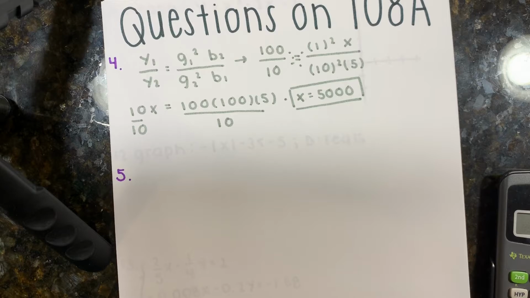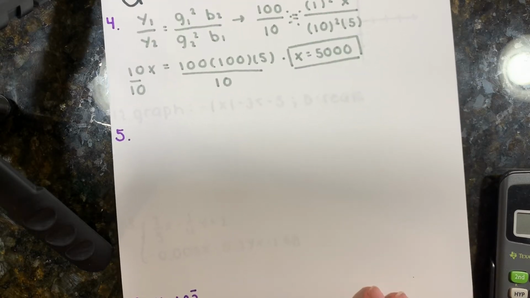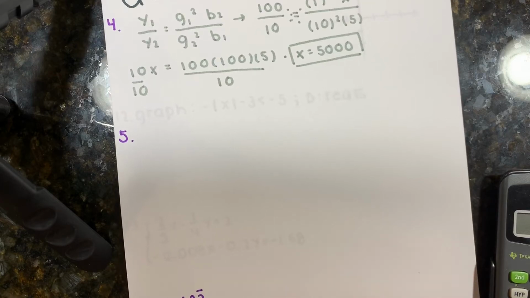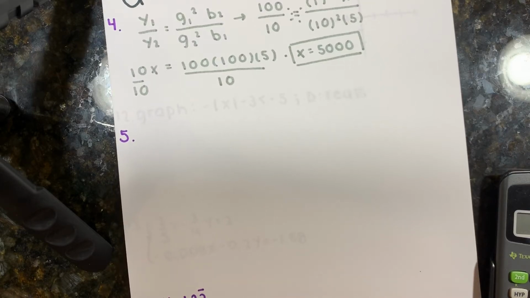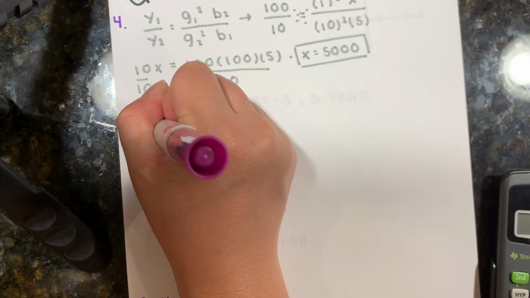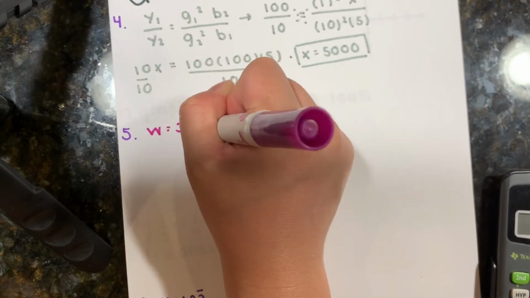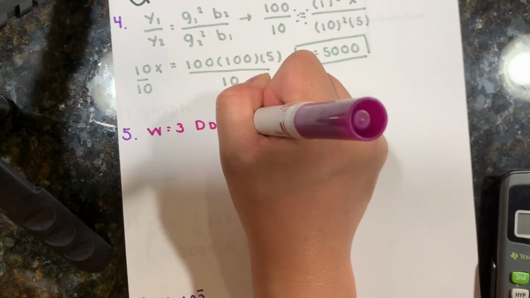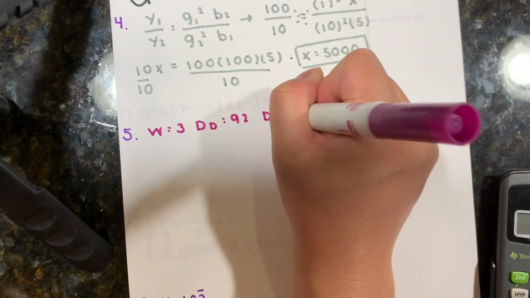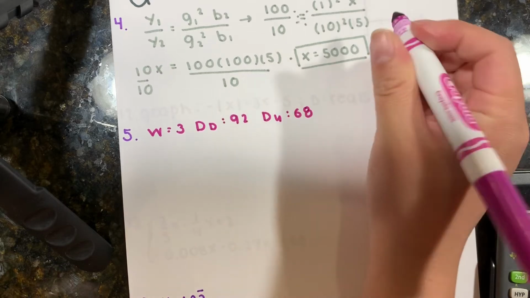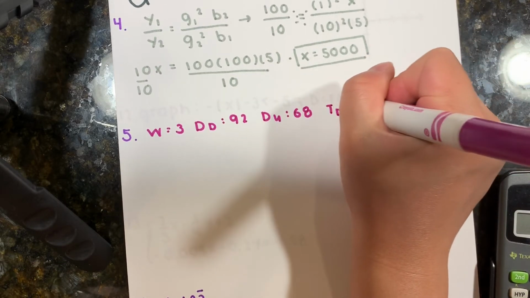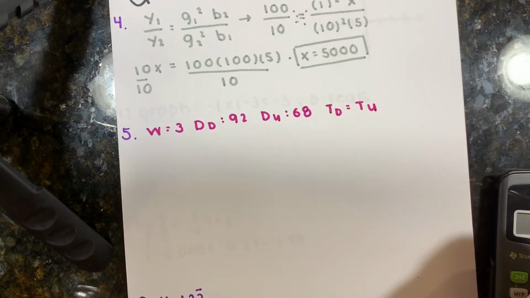Okay, now moving on to number 5, we have the current in the river was 3 miles per hour. So the fast boat could go 92 miles downstream in the same time it took to go 68 miles upstream. How long did each trip take, and what was the speed of the boat in still water? So the current of the river W is equal to 3. The distance downstream is 92. The distance upstream is 68, and it actually said the time down is equal to the time up.